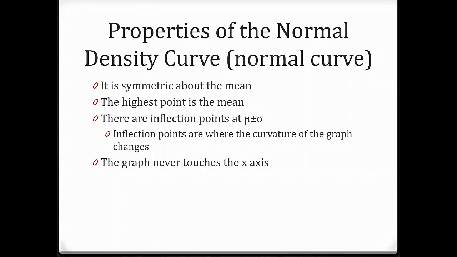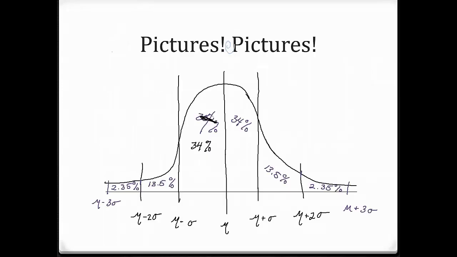So, properties to know about the normal density curve or the normal curve. We know it's symmetric about the mean. The highest point is the mean. There are inflection points at the mean plus or minus standard deviations. Inflection points are where the curvature of the graph changes, and the graph never touches the x-axis. So what does that all mean?